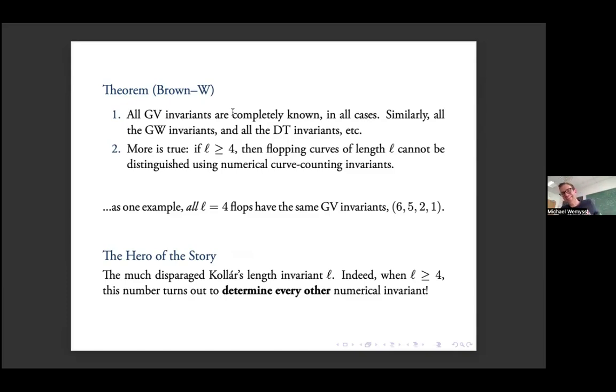And so the hero of the story, coming in on a horse in the end, is called the algebraic length invariant. This single number L, if L is 4, 5, or 6, determines absolutely every other numerical invariant. I give you the number 4, and all other numerical invariants are completely determined by it. The length invariant has been disparaged for like 30 years, but in the end it turns out to be the hero of the story, and certainly for higher length it determines everything else.